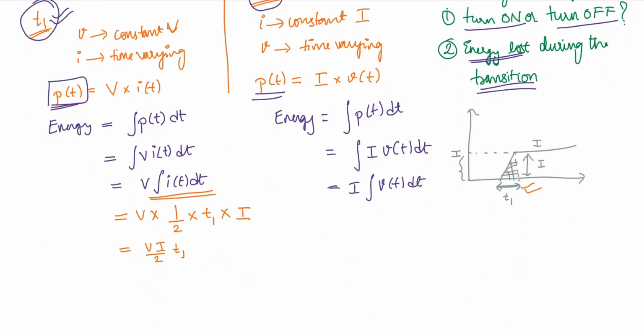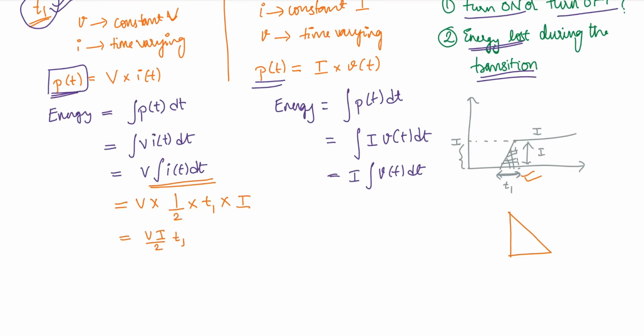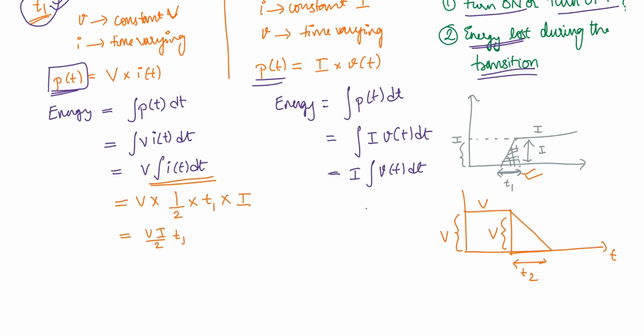What is the base of this triangle? The base of this triangle is T2, along the time axis. And the voltage has been constant at V, so the height is capital V. So this will be equal to I times the area of the triangle, which is half times the base T2 times the height V. So you have VI by 2 times T2.